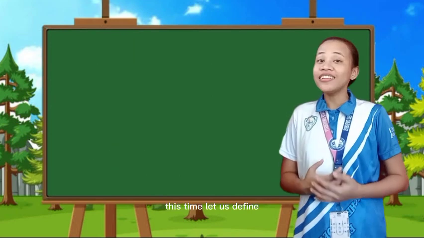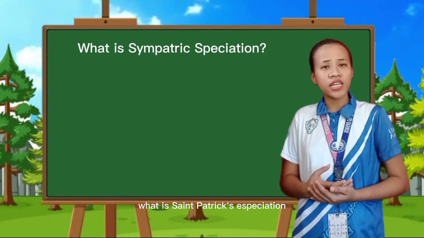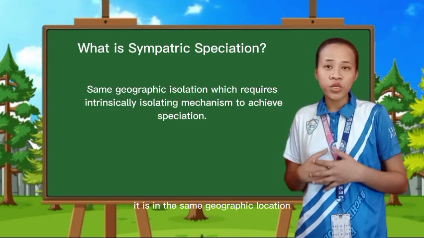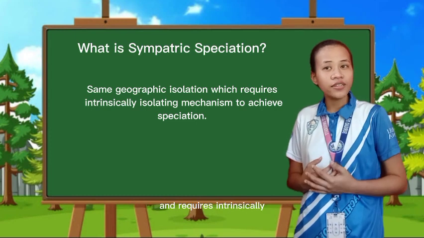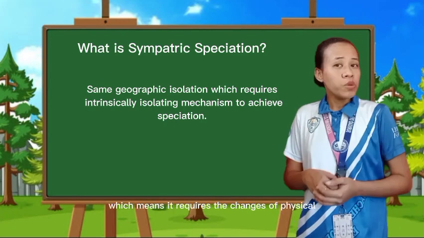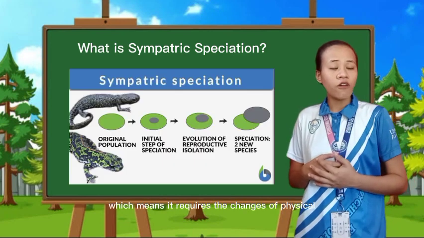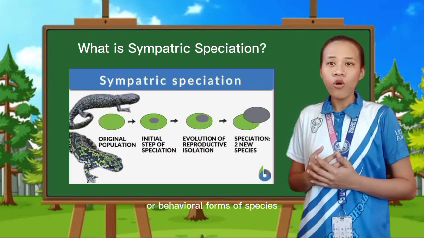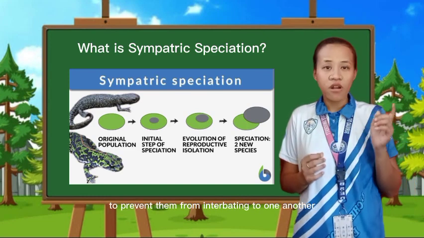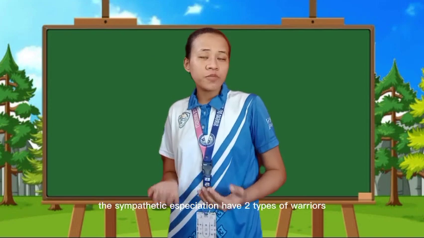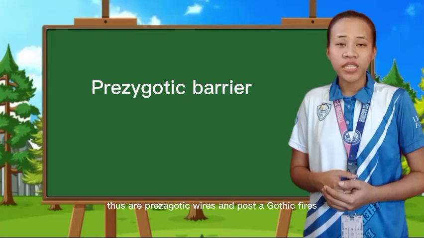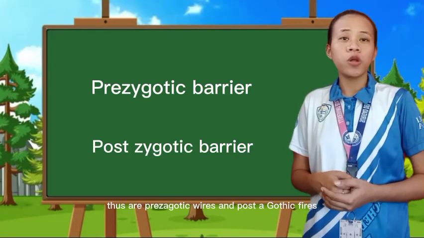This time, let us define what sympatric speciation is. Sympatric speciation occurs in the same geographic location and requires an intrinsic isolating mechanism to achieve speciation, which means it requires changes in the physical or behavioral forms of species to prevent them from interbreeding with one another. Sympatric speciation has two types of barriers. These are prezygotic barriers and postzygotic barriers.